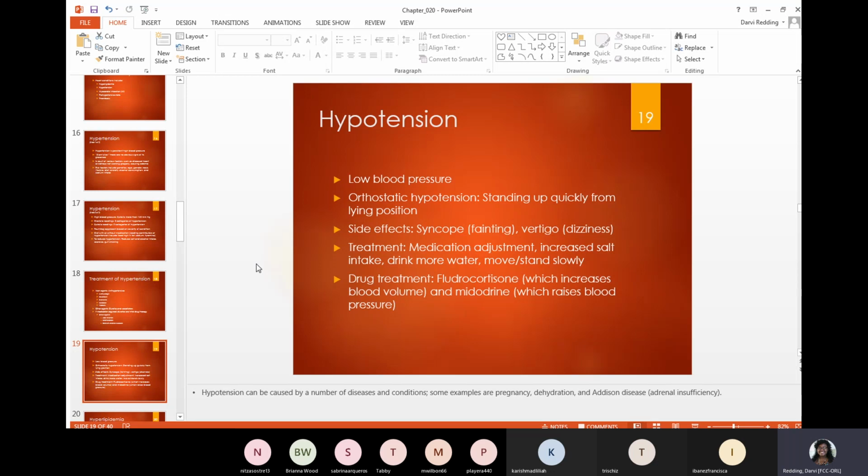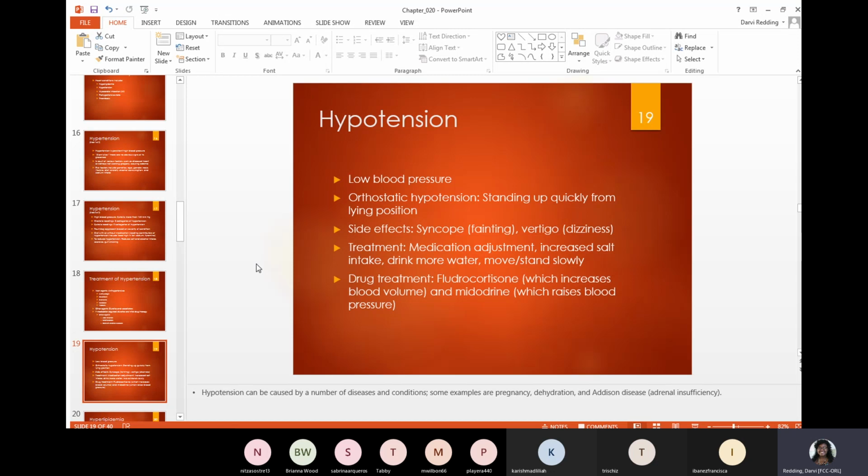So there are some side effects of hypotension that include fainting or dizziness. Another term for dizziness would be vertigo. Now, there is some treatment when it comes to hypotension, and that's going to include adjusting their medications, increasing their salt intake. They should be drinking more water, and they should also be mindful to move and stand slowly and not to just stand up too quickly, because that could cause hypotension. There is some drug treatment that's going to help increase the blood volume or raise the blood pressure. Examples of that would be fludrocortisone and midodrine.